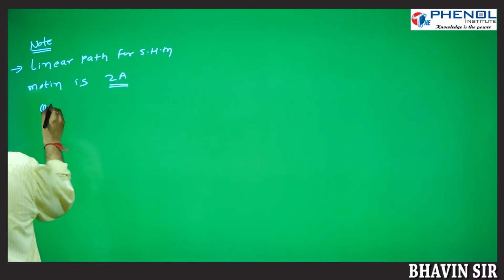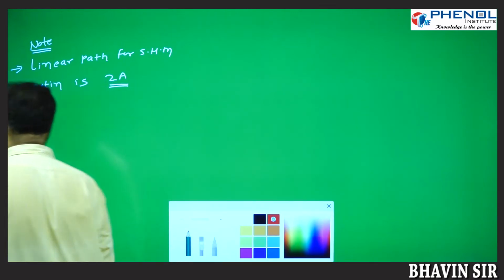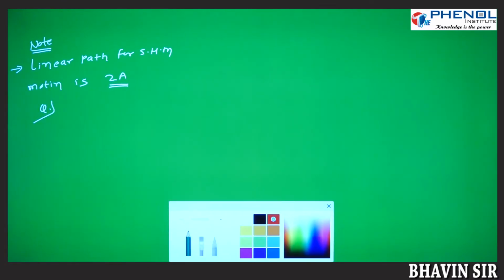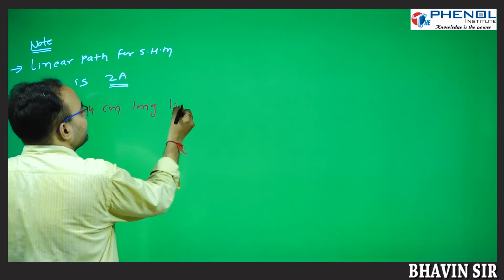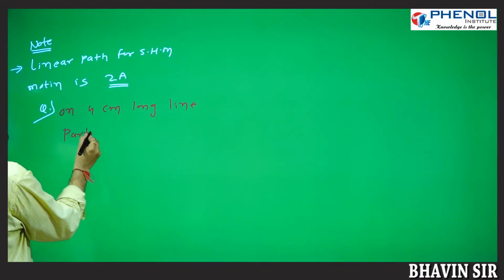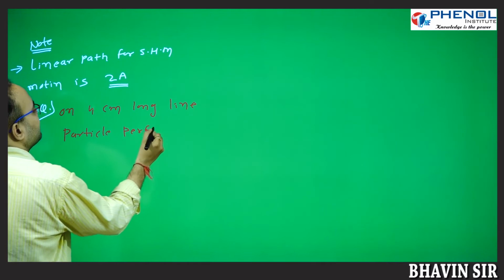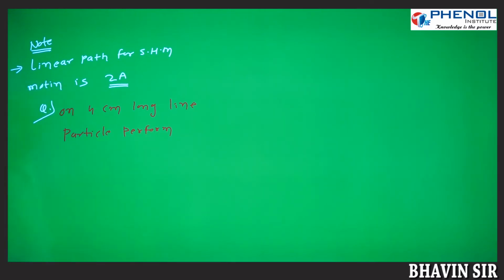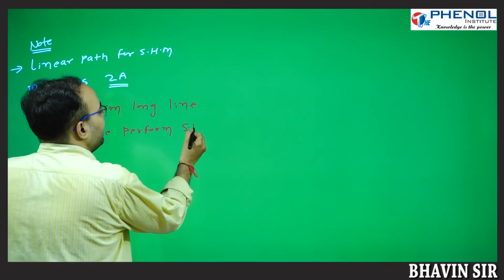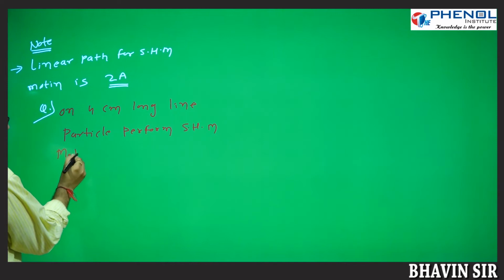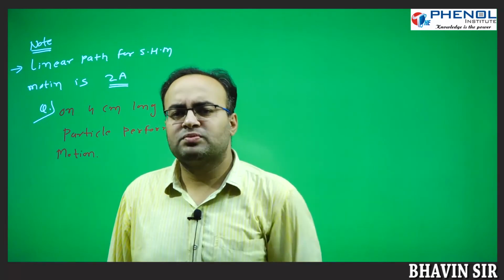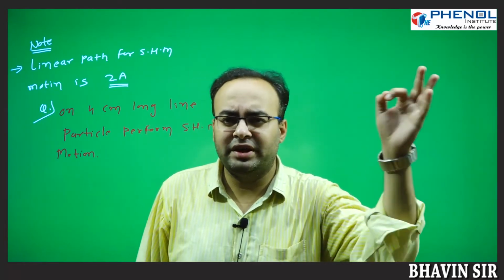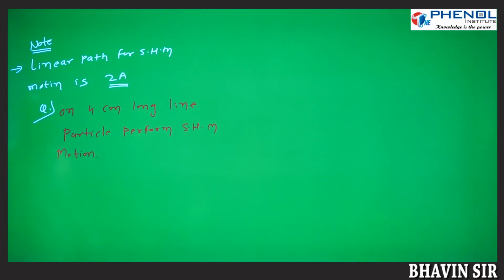Now see one question. On a 4 centimeter long line, a particle performs SHM motion. Okay, on a 4 centimeter long line, a particle performs which motion? A particle performs simple harmonic motion on a 4 centimeter long line.